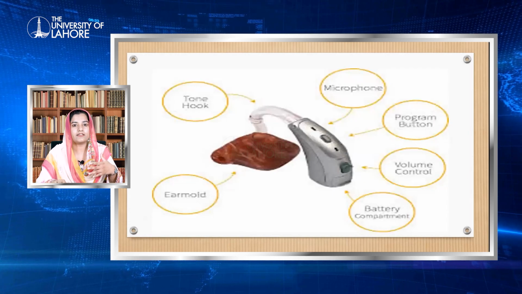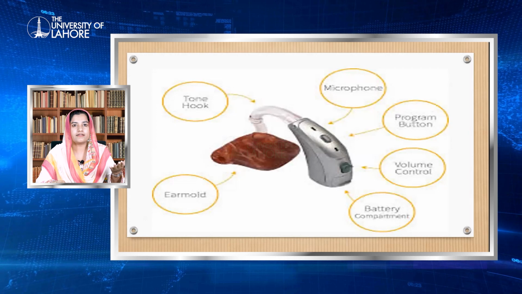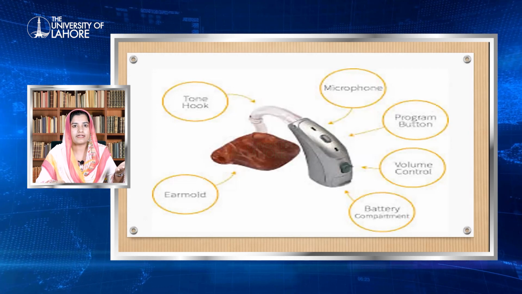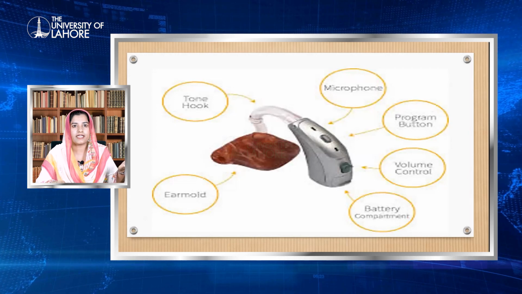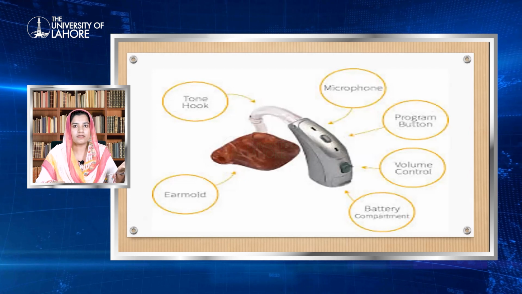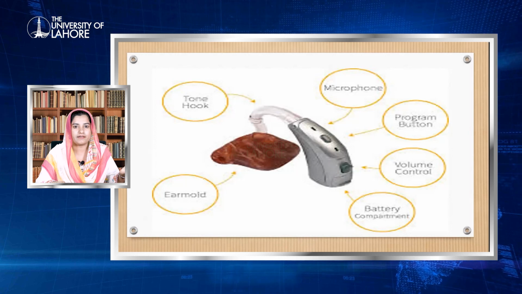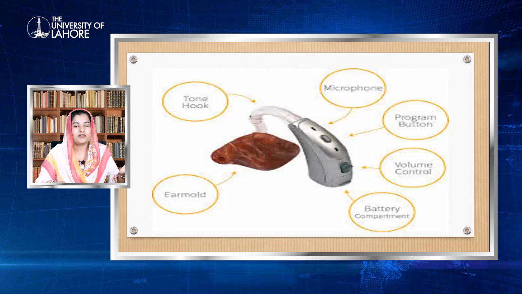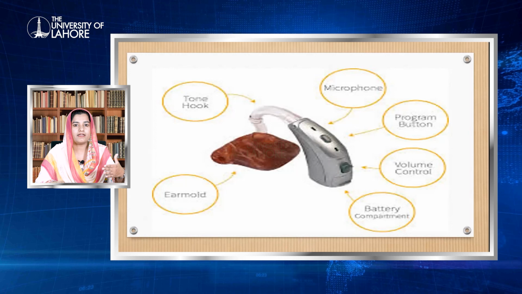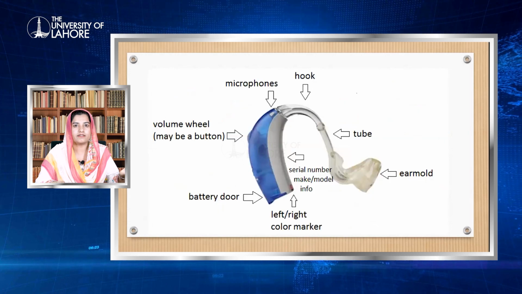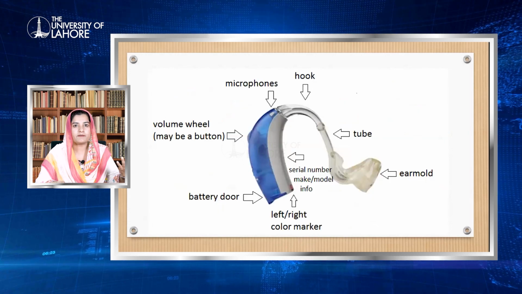Here you can see a picture of a hearing aid. Some components of the hearing aid are denoted by names: ear mold, hook, microphone, program button, volume control, and battery compartment. A hearing aid works through a battery because the battery is the power supply on which the hearing aid works. Then again, here is a picture of a hearing aid.